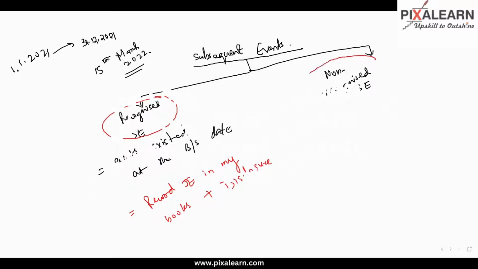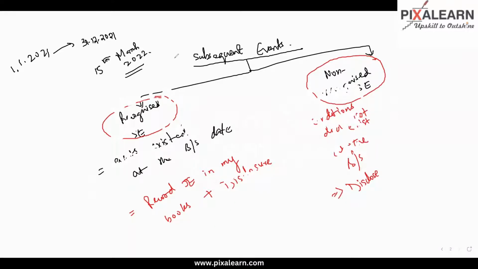But if the event is non-recognized, what do you mean by that? That means conditions pertaining to this event did not exist at the balance sheet date. Then what will we do? We will simply disclose. We will not pass a journal entry. Now, what do you mean by that?